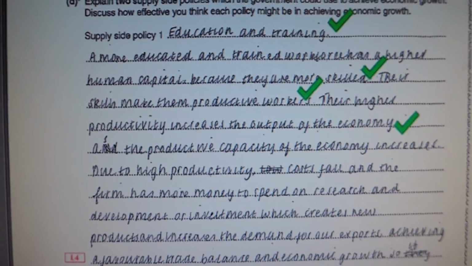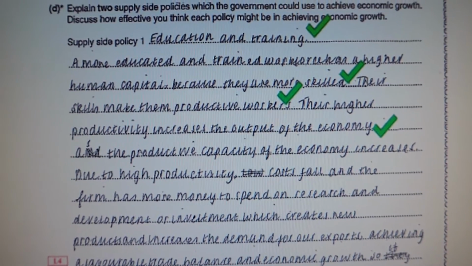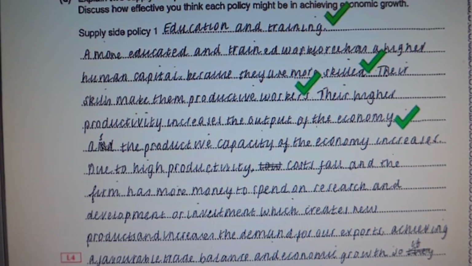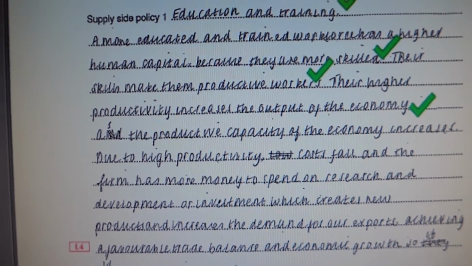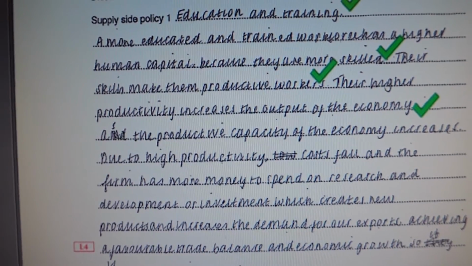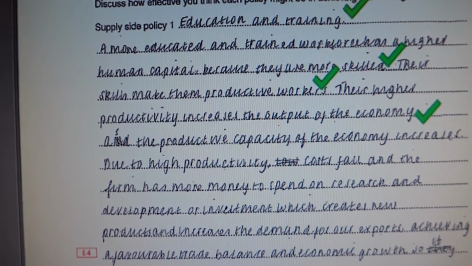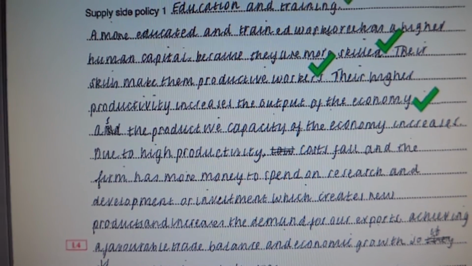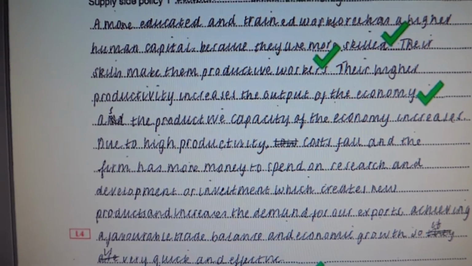So the first one they've identified is education and training. A more educated and trained workforce has a higher human capital because they're more skilled. Their skills make them more productive. You can see the way that they are linking the education and training into skills, into productivity, into output. The higher productivity increases the output of the economy. Now that's a tremendous answer.